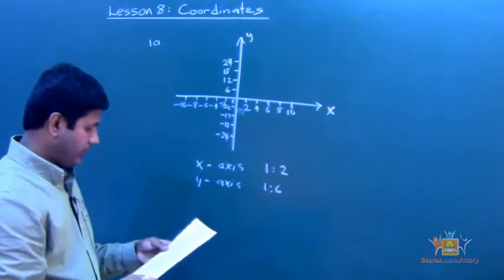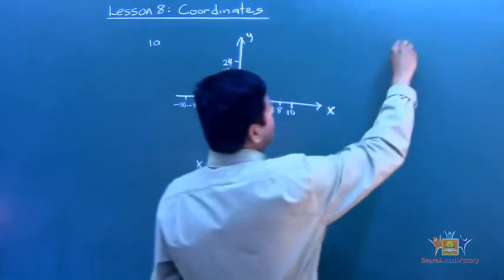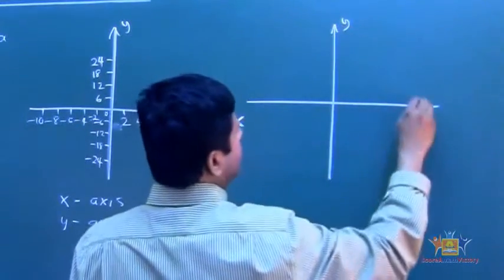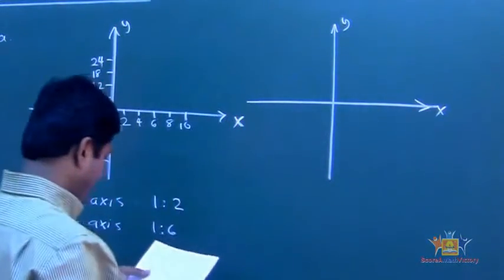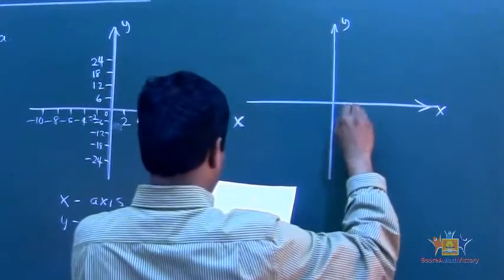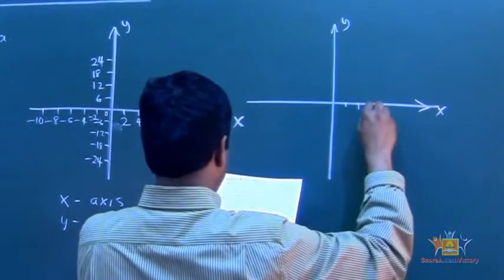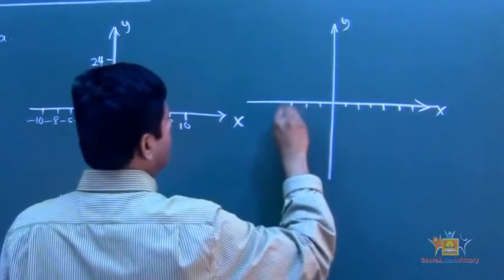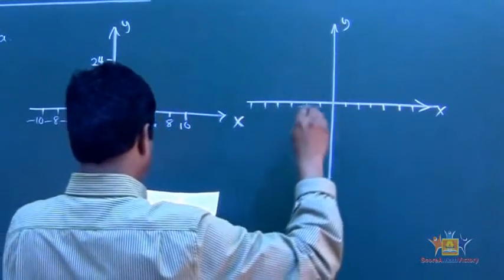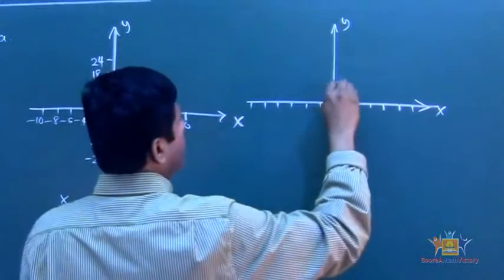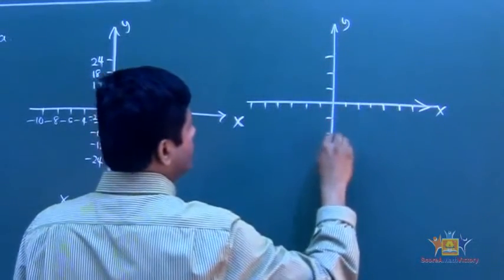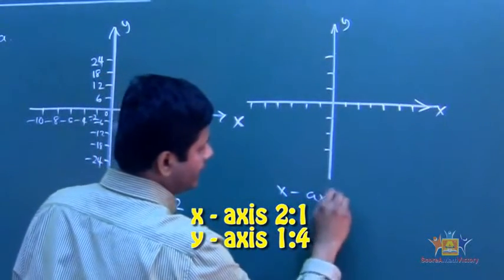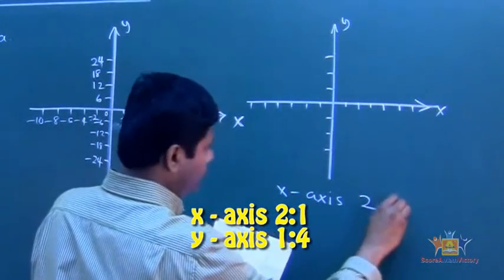Okay, let's do problem B. Again, let's put the y-axis and x-axis. So this is y and this is x. Then let's scale them. We're given 1, 2, 3, 4, 5, 6 going up, and this way 1, 2, 3 on each side. The scale I gave you is for the x-axis 2 to 1.